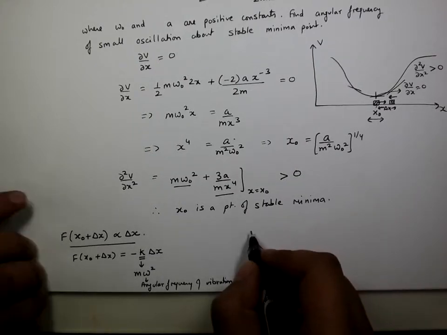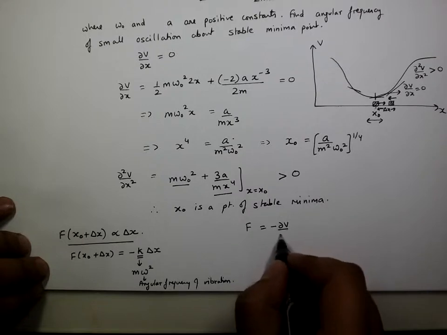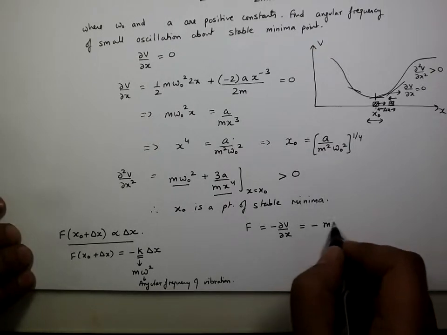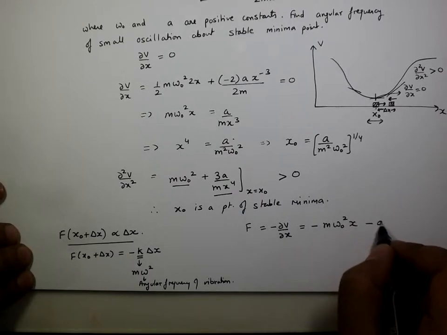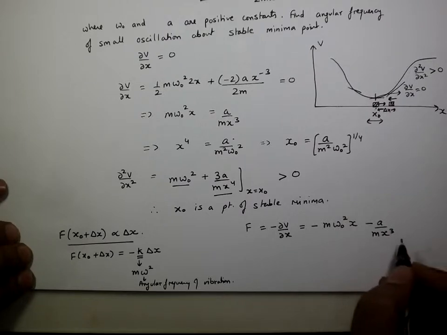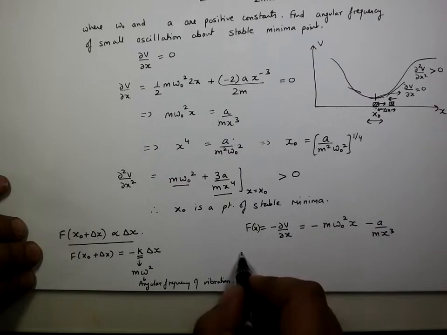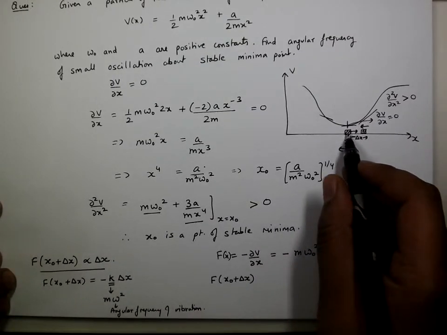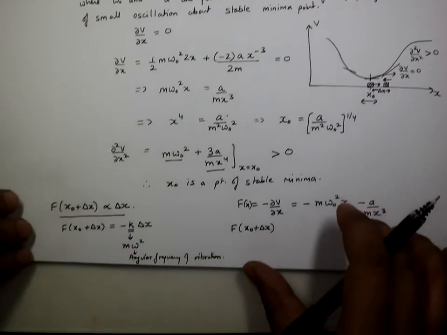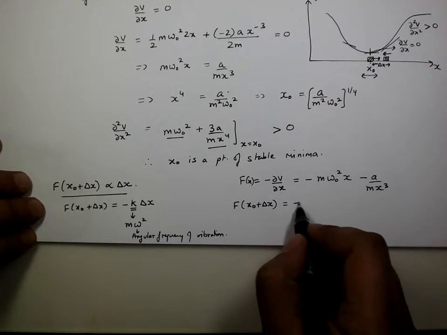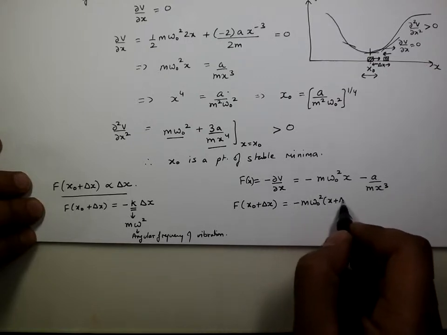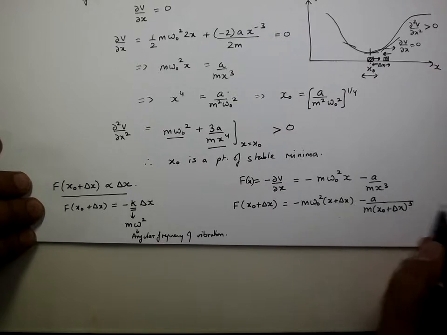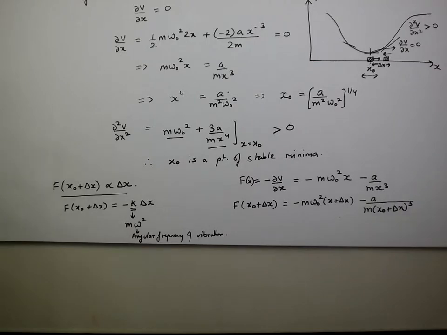So this is what we need to do. Let us see what F will be. F will be equal to minus del V by del x. So this will be equal to minus m omega naught square x minus a upon m x cube. So this is the force as a function of x. Now let us see what the force is at x naught plus delta x, that is, just a little bit away from the equilibrium position. So the force at x naught plus delta x will be equal to minus m omega naught square times x naught plus delta x, minus a upon m times x naught plus delta x to the power 3. So this is what we need.